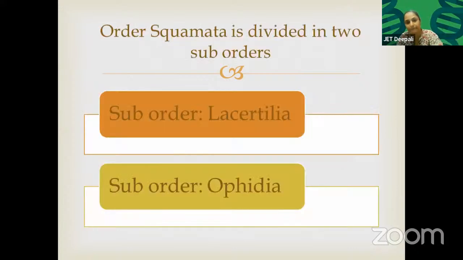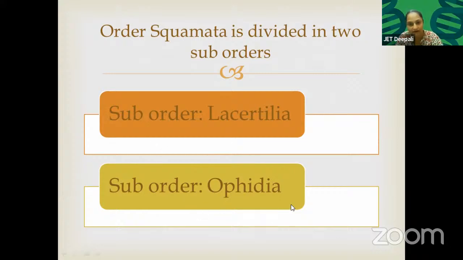Order Squamata is divided into two suborders: suborder Lacertilia and suborder Ophidia. In Lacertilia and in Ophidia, we will study all the lizards and snakes. Lacertilia suborder is about the lizards. Ophidia suborder is about the snakes.